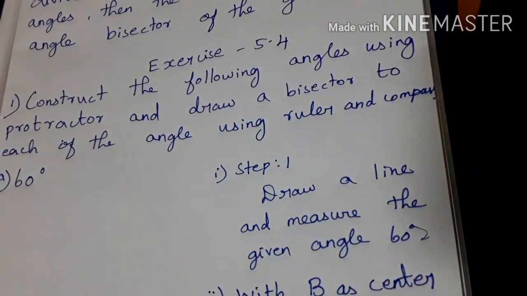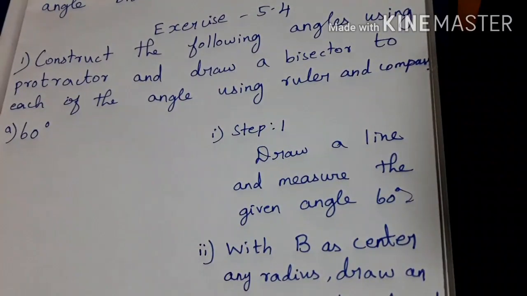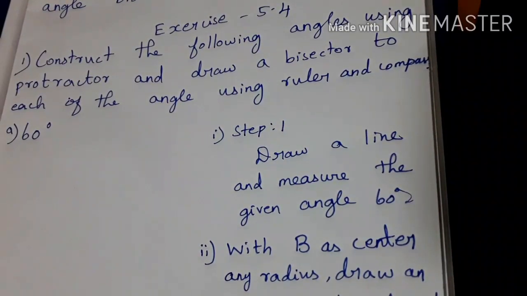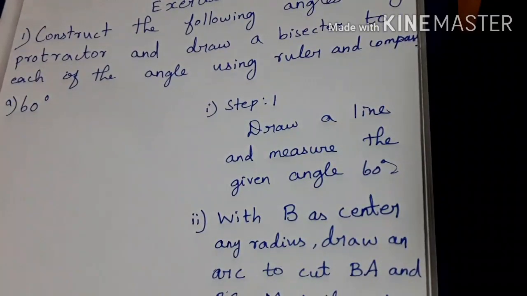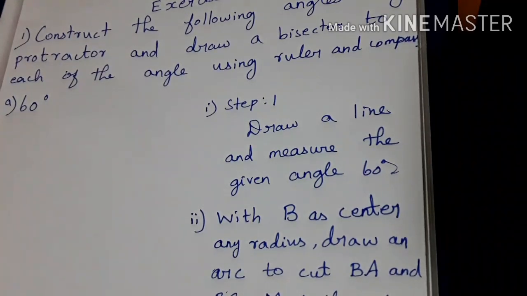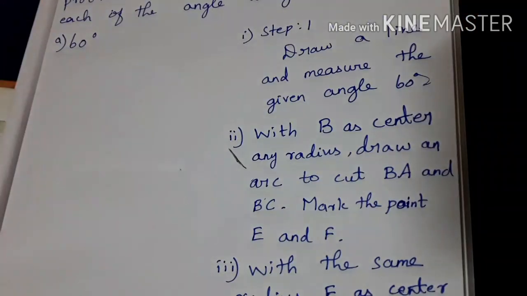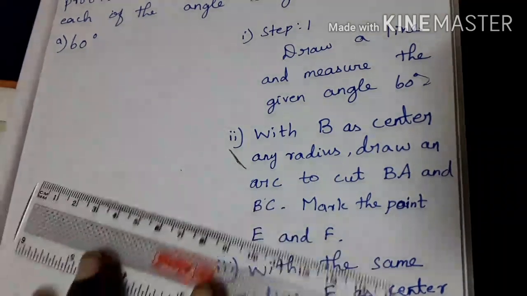First listen: construct the following angle using the protractor and draw a bisector to each angle using ruler and compass. Okay, so what is the first step? Draw a line and measure the given angle. What angle is given for you? Yes, the question gives 60 degrees. So what is the first step? Draw a line and measure the given angle.